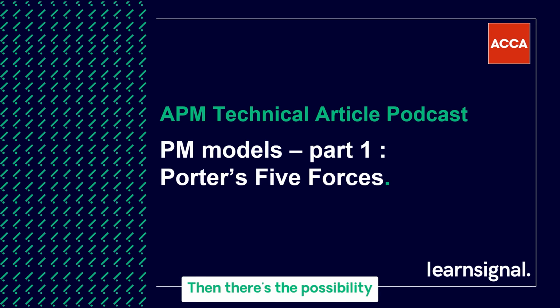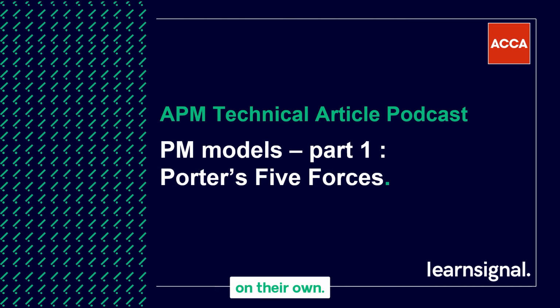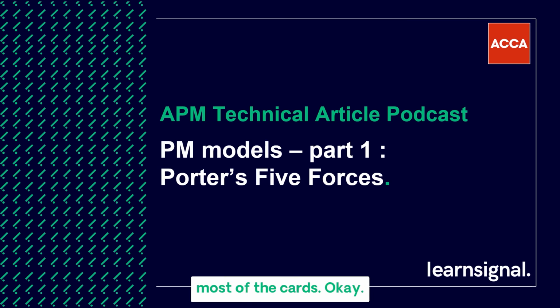Then there's the possibility of forward integration. The supplier buying the customer. Yeah, exactly. Like a brewery buying up pubs or restaurants. Controlling the route to the end consumer. Or maybe a chip maker acquiring a company that makes devices using those chips. And finally, if customers are fragmented, lots of small individual buyers. Like drivers at a remote petrol station. Perfect example. Those individual customers have very little bargaining power on their own. The supplier holds most of the cards.